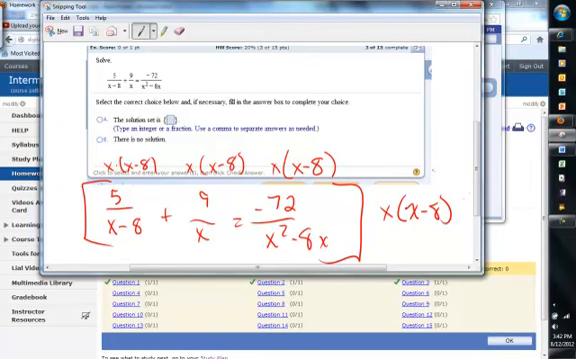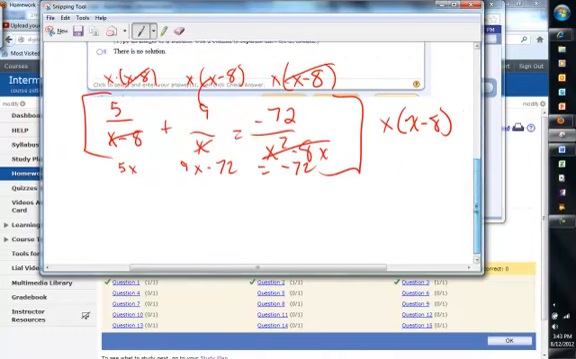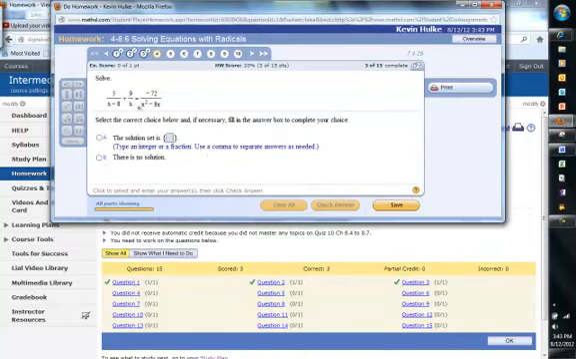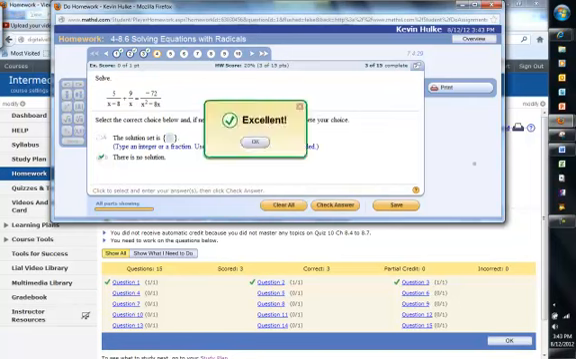And we get, these cancel, and we're left here with 5x. These cancel, and we're left here with 9x minus 72. And these cancel, and we're left with equals negative 72. So now I'm going to change colors here. 5x and 9x is 13x. Add 72 to both sides is 0, so x is 0. But if x is 0, that middle fraction is 0, so we would say there is no solution.